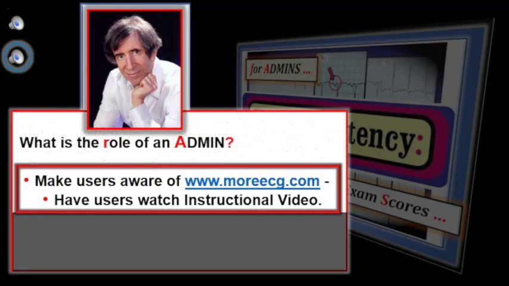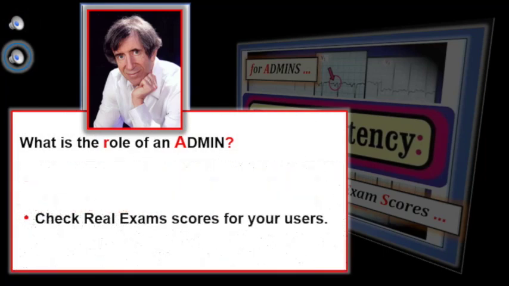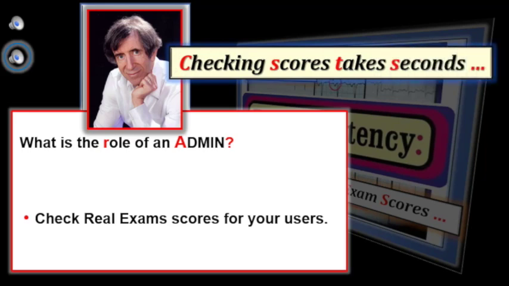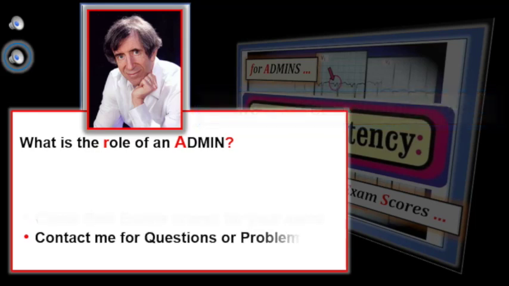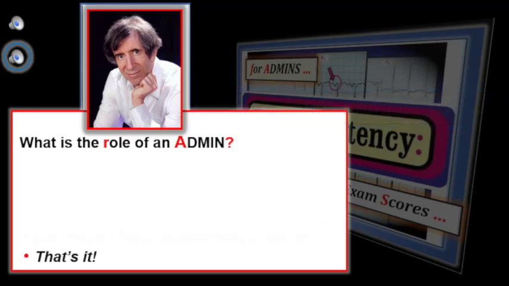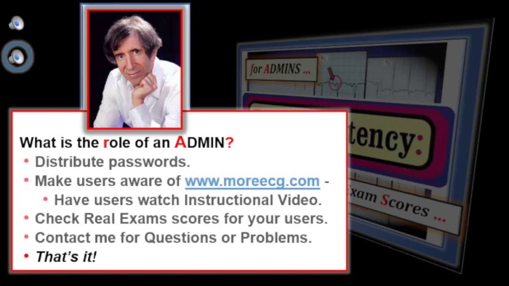The main thing you'll do as an admin is to check on the scores of those in your group, be they family medicine residents, medical students, or other primary care providers. It is easy to check on these scores by a few simple steps, as we'll see in a moment. This should take no more than a few seconds. You then have ready documentation of who in your group has passed at least one of the real exams and who in your group has done nothing. Otherwise, contact me for questions. That's it. Being an admin should not take up much of your time.